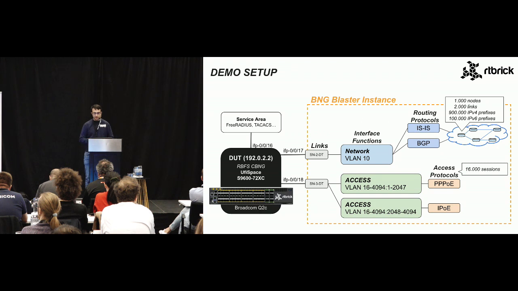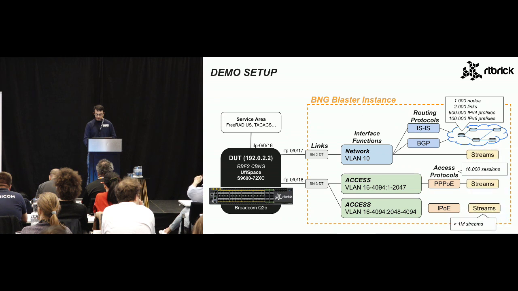On the access side, we have VLAN ranges, and to these VLAN ranges we can then attach protocols like PPPoE or IPoE. In this example, I just created 16,000 sessions, half and half, and then you can attach traffic. And most of the time we actually have 2 different types of traffic here. One thing is auto-generated traffic, which we call session traffic.